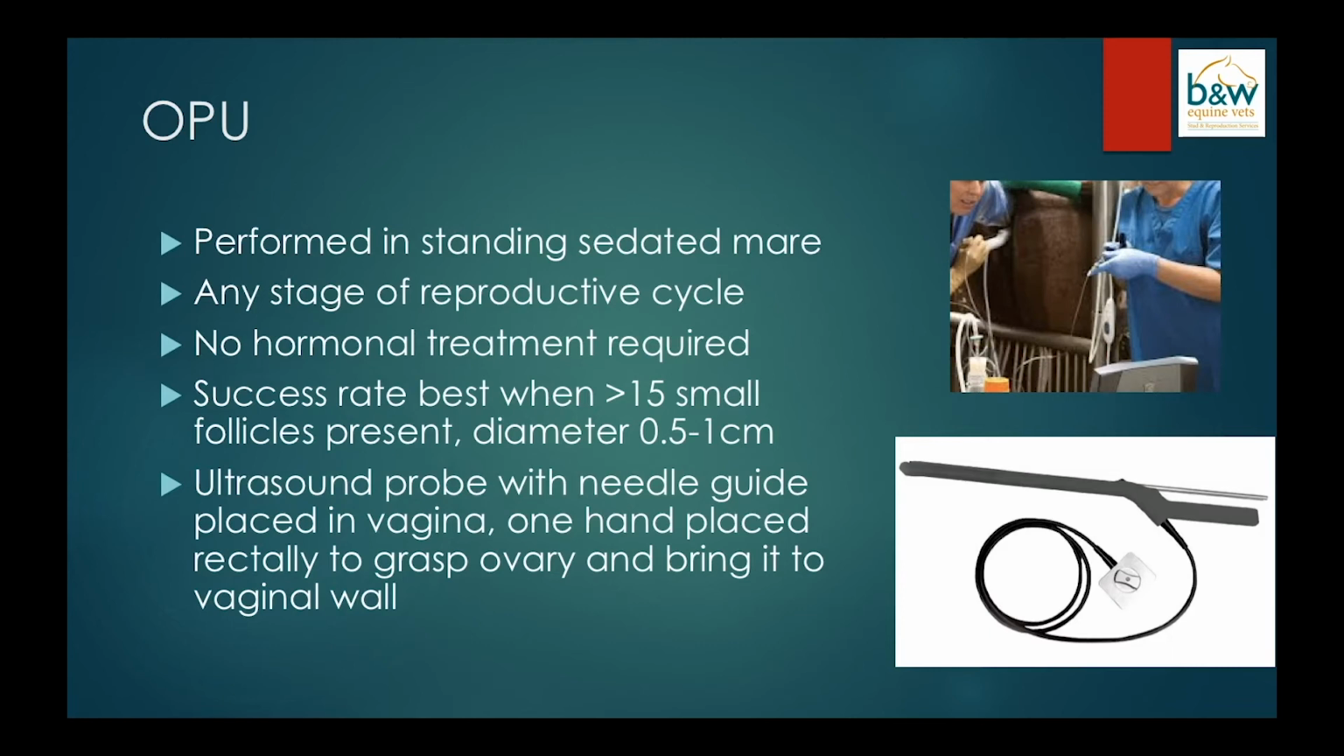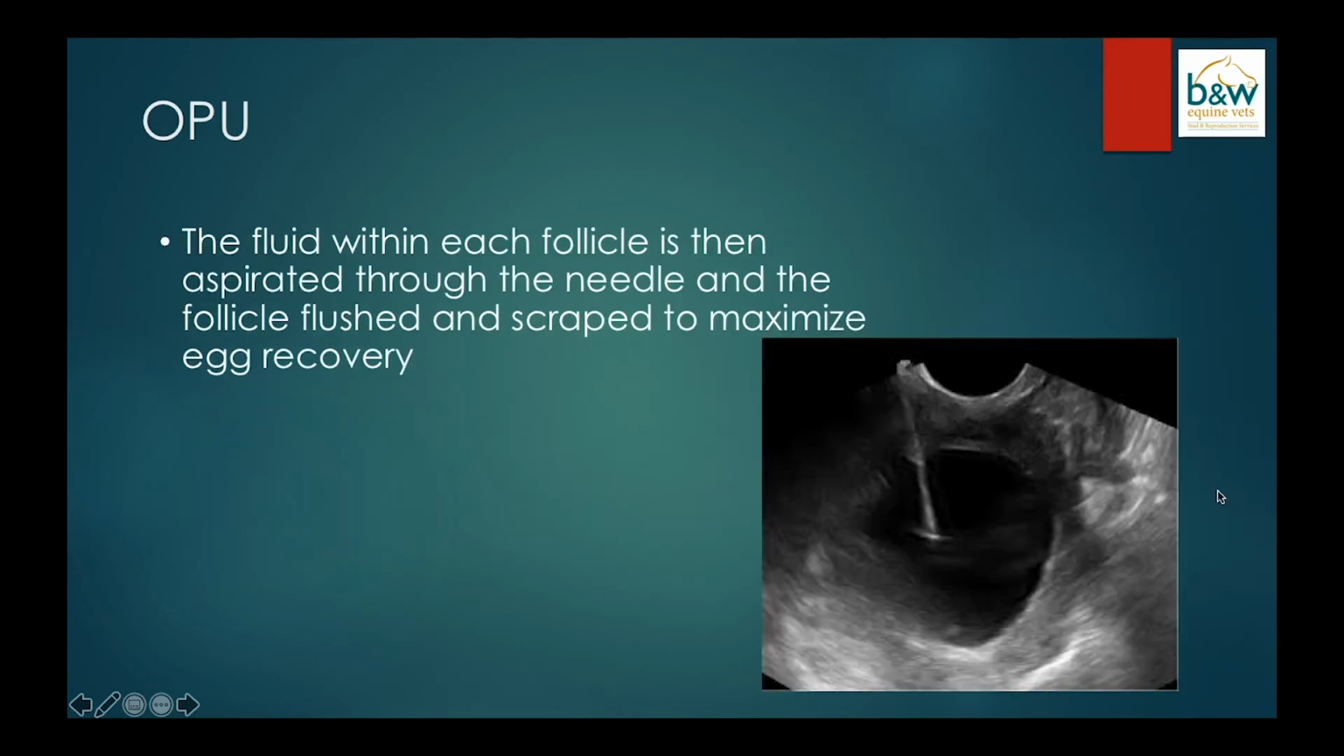The process involves an ultrasound probe with a needle guide, which is put into her vagina, as you can see here. An arm is placed rectally to hold the ovary and bring it up close to the ultrasound probe, and then the needle is placed through the needle guide. Visualizing using the ultrasound, the needle can pierce the follicle, and the fluid with the egg can be sucked back out through the needle. The whole follicle can be scraped to maximise the recovery of those eggs.